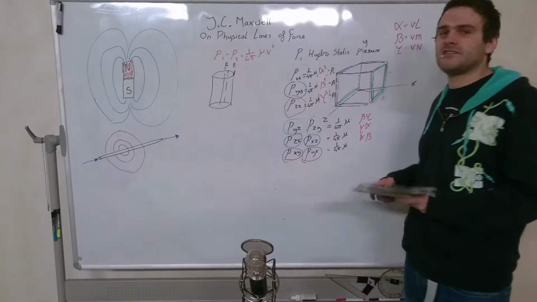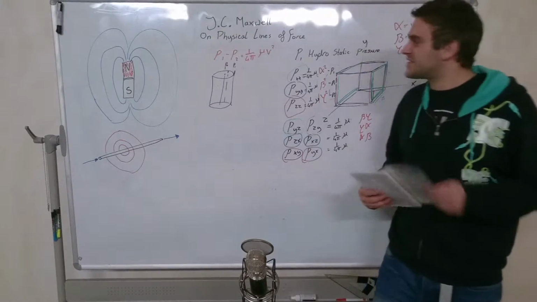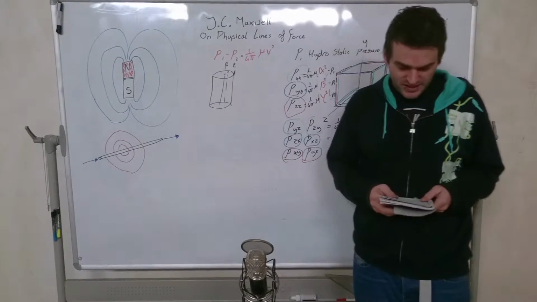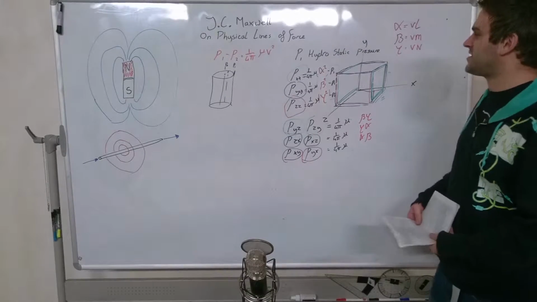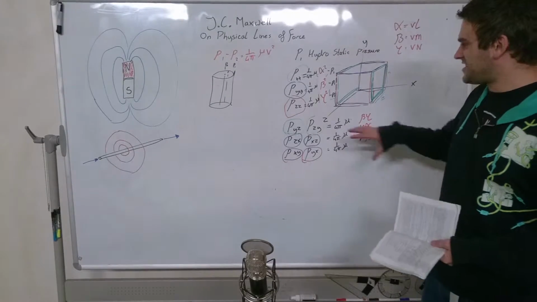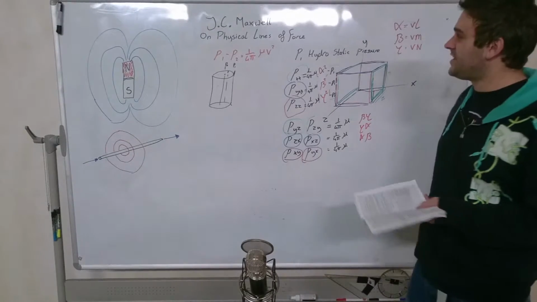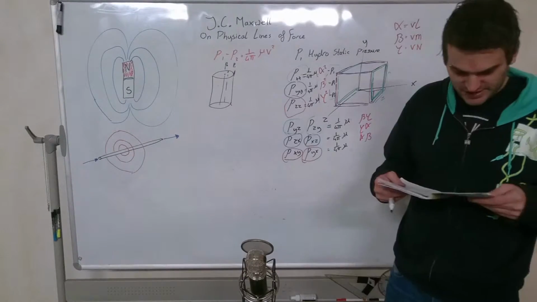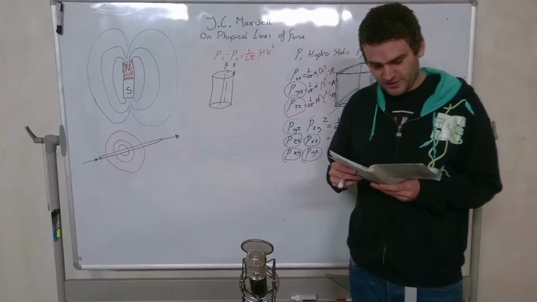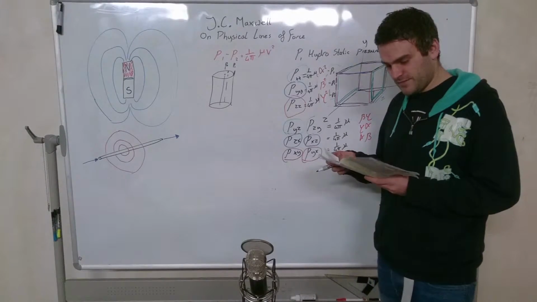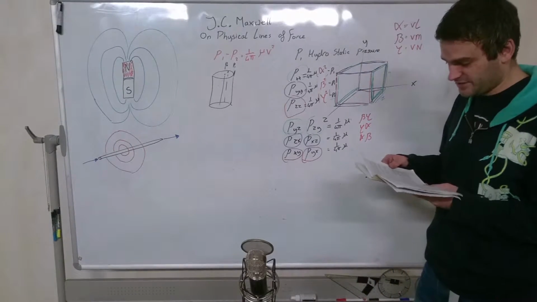Today we're going to continue on our course of the physical lines of force by Clerk Maxwell. As a reminder, last episode we talked about the stress tensors. We're going to continue expanding these formulas. We're here at proposition 3. We continue to find the resultant force on an element of the medium arising from the variation of internal stress.